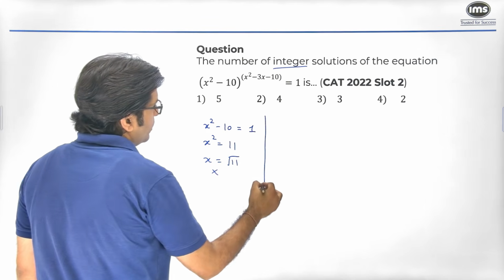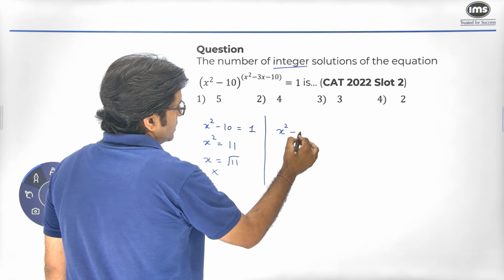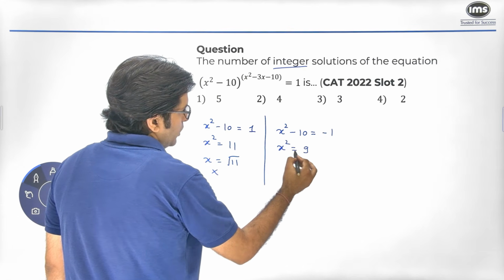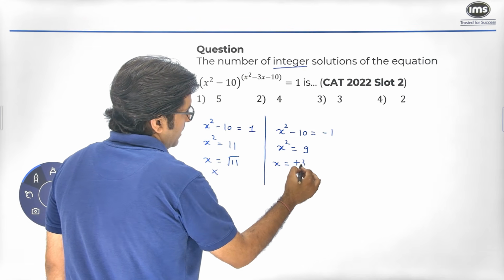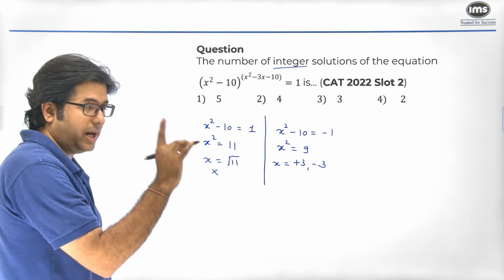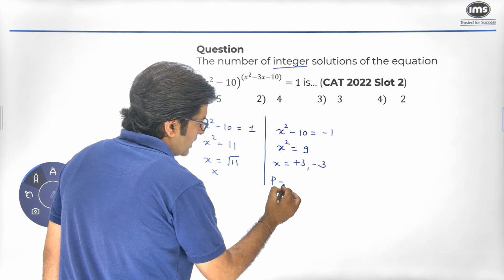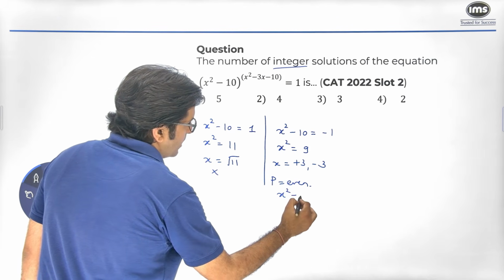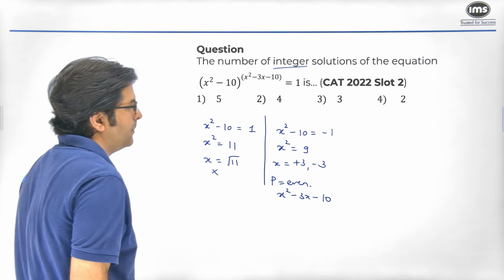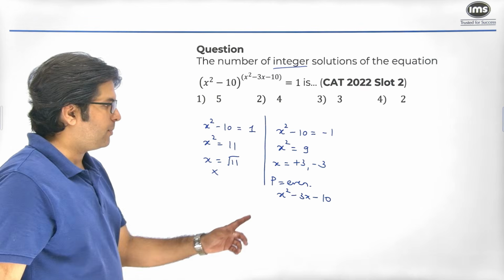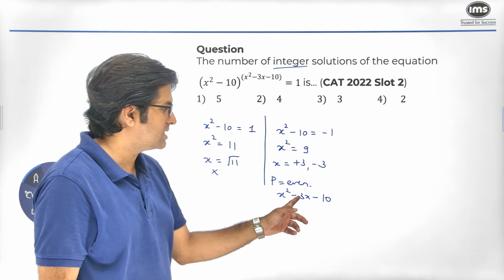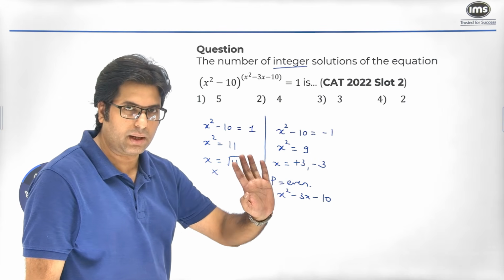The second scenario is base is equal to minus 1. So x square minus 10 is equal to minus 1. X square is equal to 9. X gives us plus 3, minus 3. Both are integer solutions, but the power has to be checked, that power has to be even. What is the power? Power is x square minus 3x minus 10. So if I put x equal to 3, so 3 square 9, and this is minus 9, so this becomes minus 10, which is acceptable.